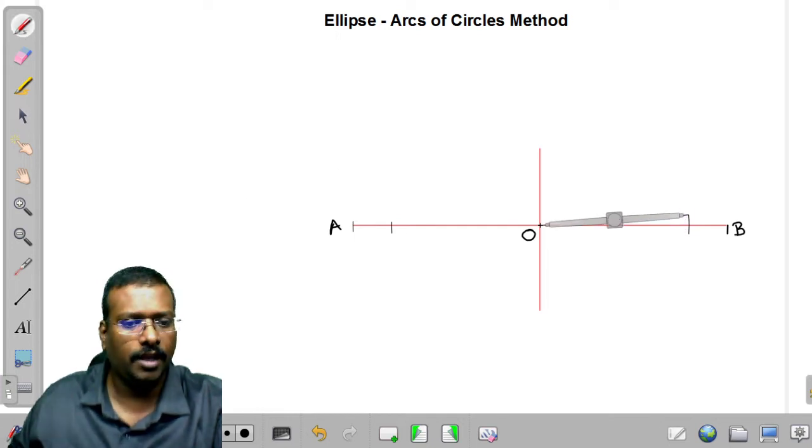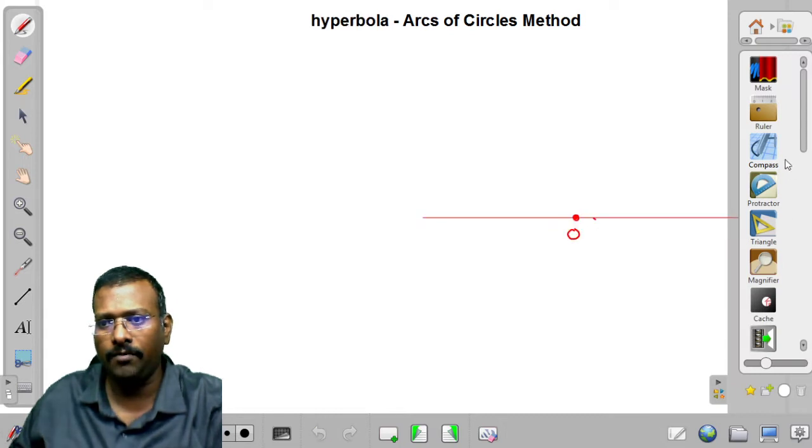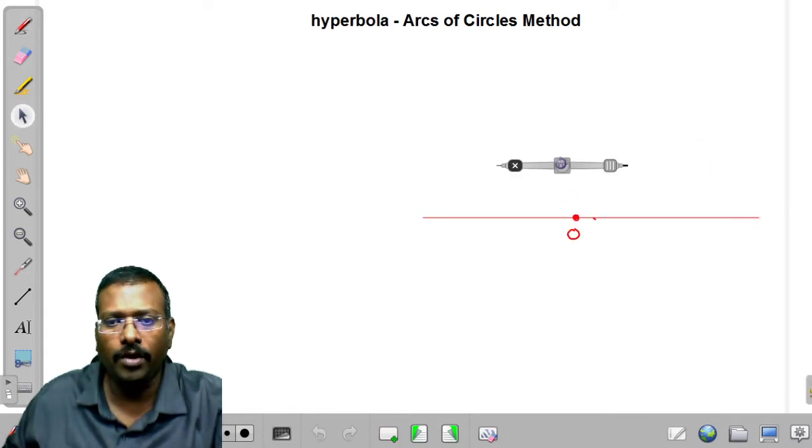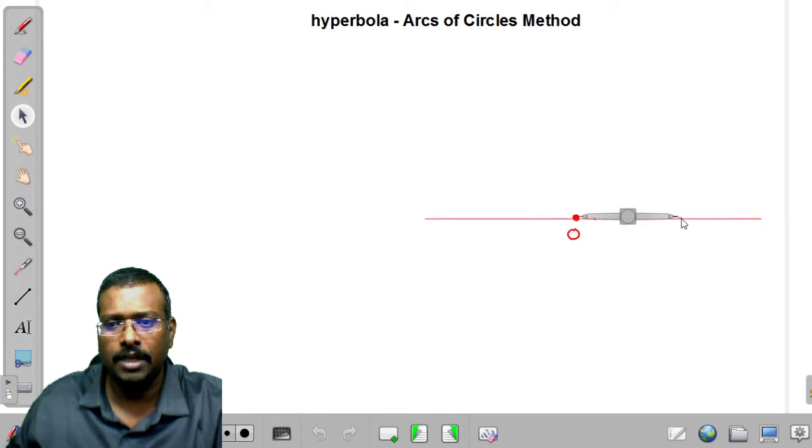After getting F1, F2, the same procedure we have to apply for the hyperbola also. So we can consider the same for the hyperbola. What we are going to do here is, F1, F2 will be more and AB will be less. With O as center, we are going to draw the arcs with half of the length of AB as radius. So this is B and it is going to be A.